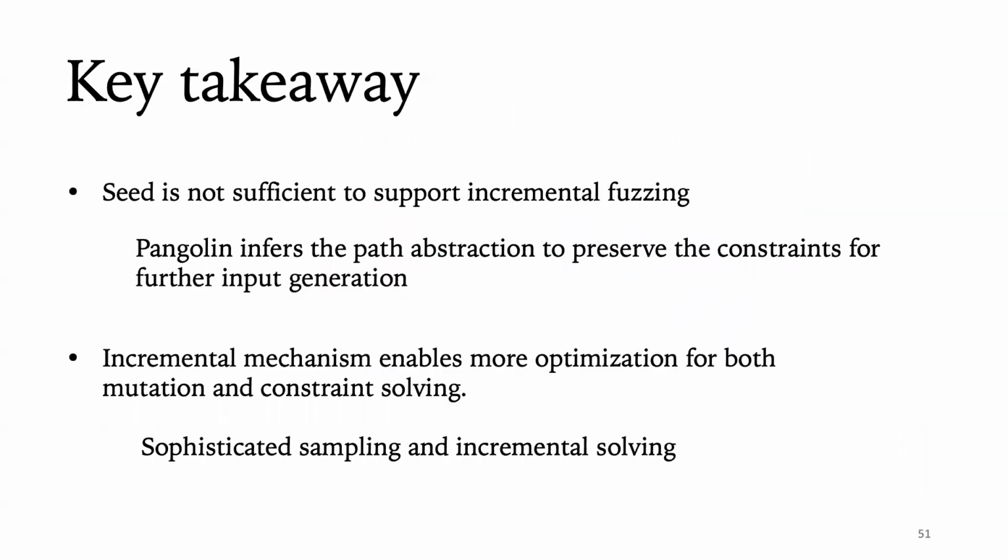To summarize, Pangolin compensates for the weakness of the insufficient seed-preserving mechanism to better support incremental fuzzing. Pangolin infers the path abstraction to preserve the constraint for both mutation and constraint solving. Meanwhile, the incremental mechanism brought by path abstraction can further provide opportunities to improve fuzzing with sophisticated sampling and incremental solving mechanisms. We also believe that not only constraints, but also grammar and other program information could be taken into consideration in future research. This is all of our talk.